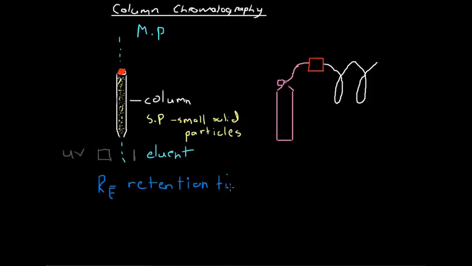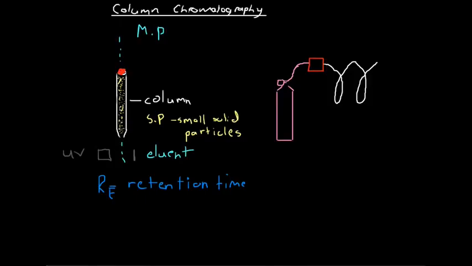Like the retardation factor, the retention time for a given component or substance will be constant if we repeat the process under the same conditions. So if we use the same column with the same amount and type of stationary phase, the same mobile phase, same everything, and we put the same component in the top of the column, it will have the same retention time.